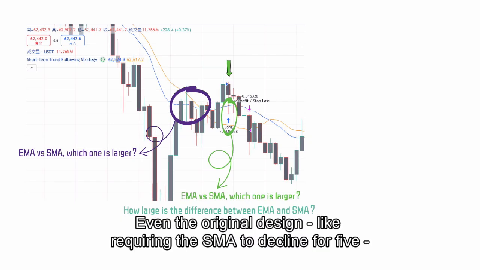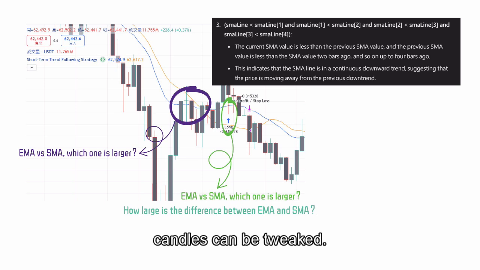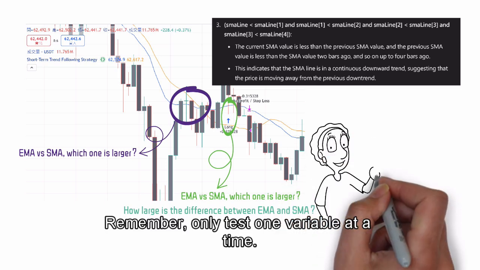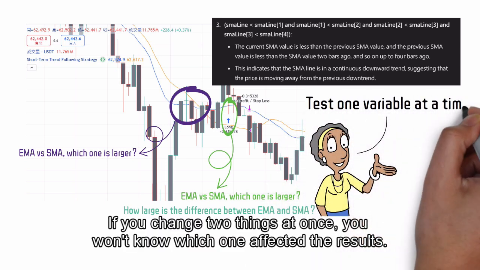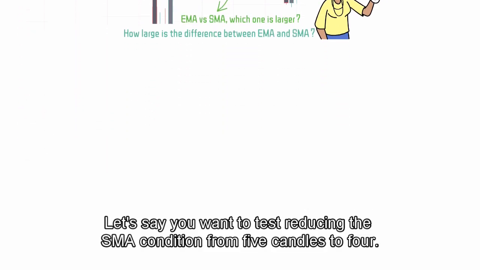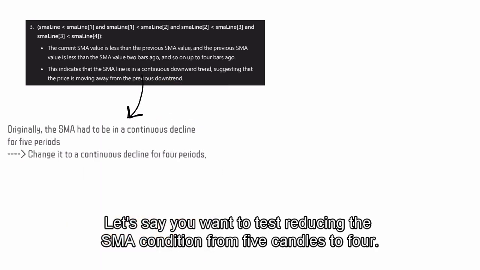Even the original design, like requiring the SMA to decline for 5 candles, can be tweaked. What happens if you change it to 4 or 3 candles? Remember, only test one variable at a time. If you change 2 things at once, you won't know which one affected the results. Let's say you want to test reducing the SMA condition from 5 candles to 4.